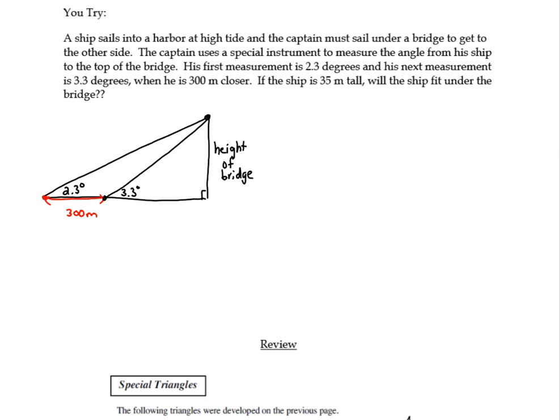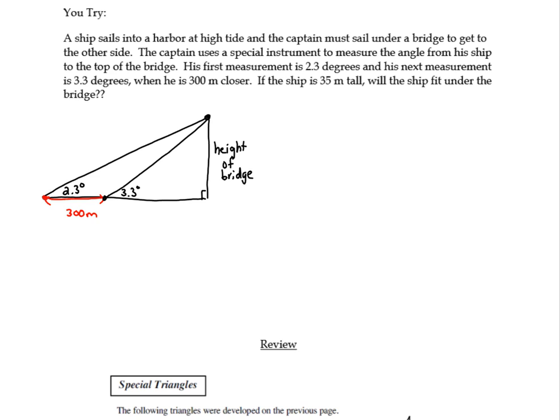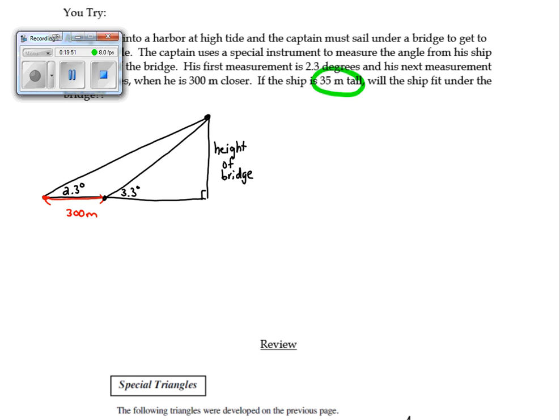What are you trying to figure out here? What's the question asking? Okay, will the ship fit under the bridge? How would I know if the ship's going to fit? It has to be smaller than the height of the bridge. So 35 meters has to be smaller, our height of the bridge needs to be larger than 35. So we need to find the height of the bridge. That's what you're looking for. This question is very similar to the first one we did. So give it a shot, okay? It's really up to you.